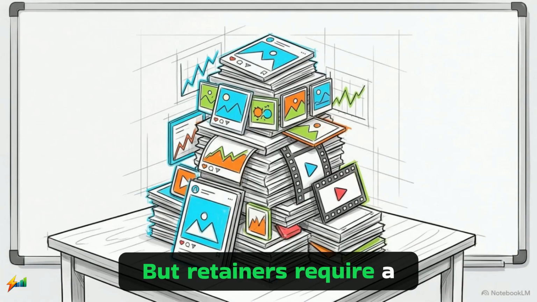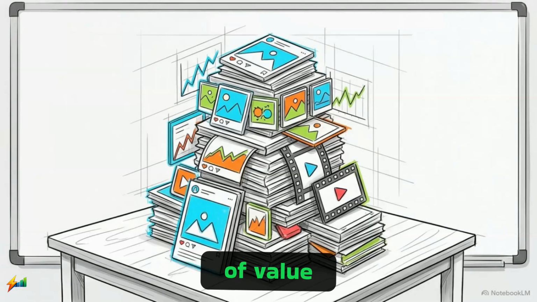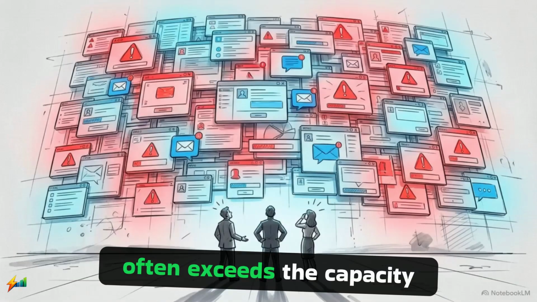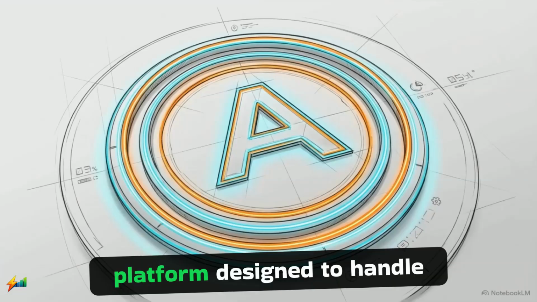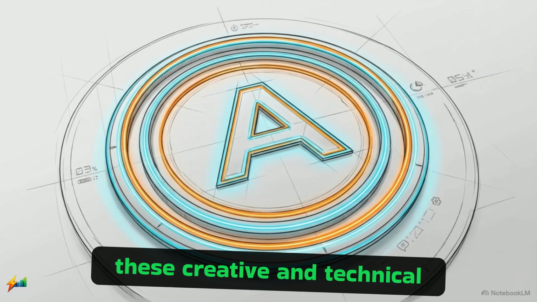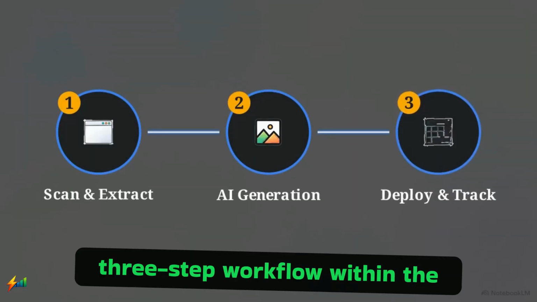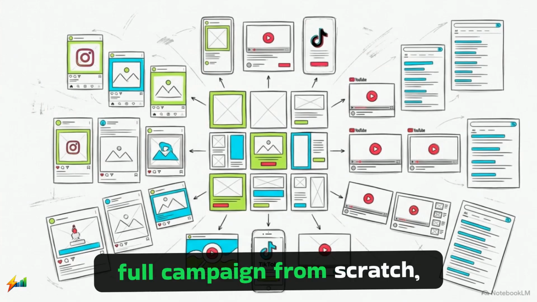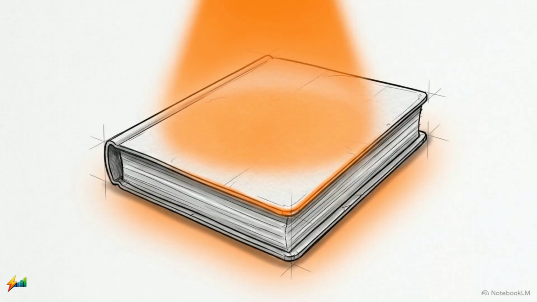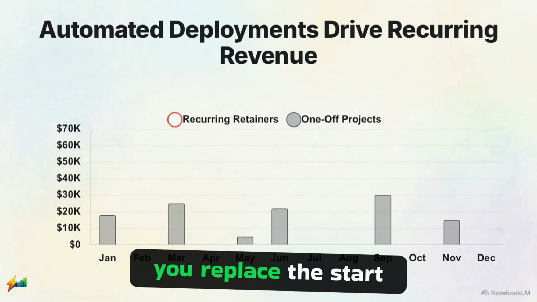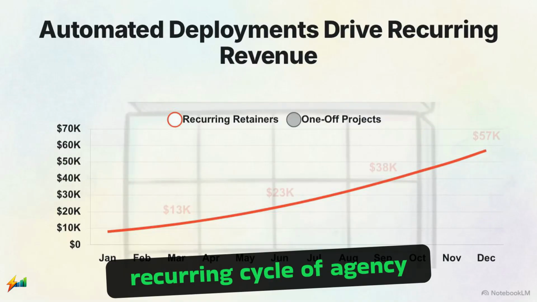But retainers require a continuous stream of creative assets and constant evidence of value. Meeting those demands manually often exceeds the capacity of a small agency team. Adstorm is an AI-driven platform designed to handle these creative and technical tasks from one dashboard. We will use a 3-step workflow within the software to generate a full campaign from scratch, providing the infrastructure needed to pitch long-term agreements. By automating campaign deployment, you replace the start and stop nature of one-off projects with a recurring cycle of agency revenue.